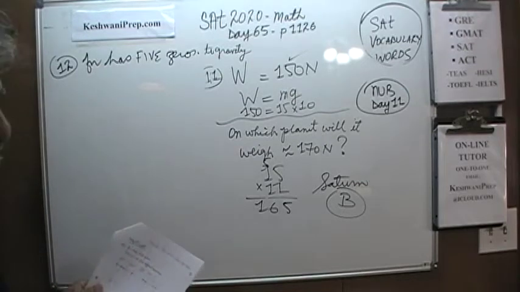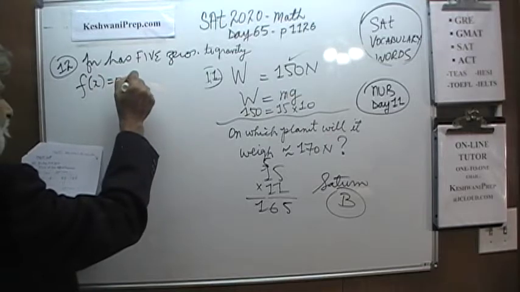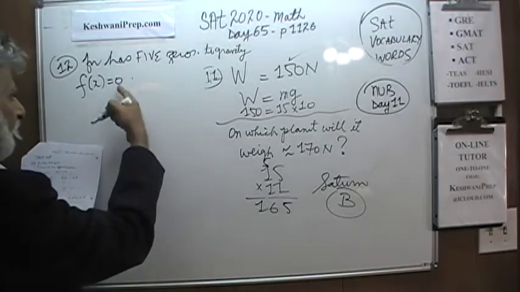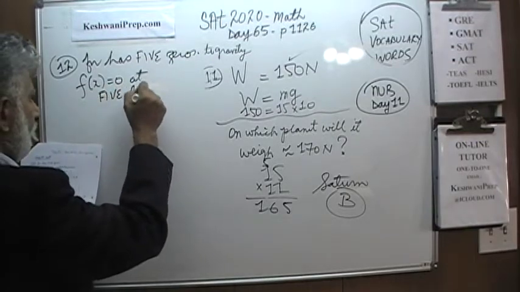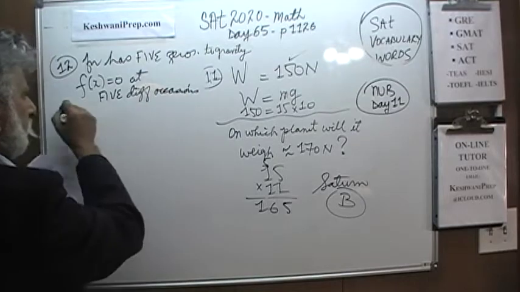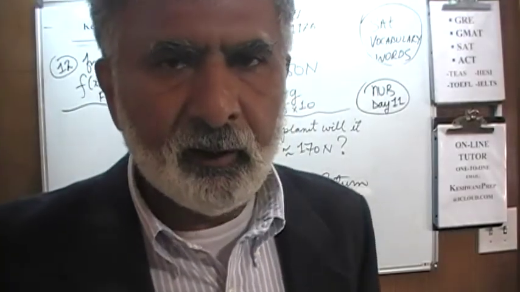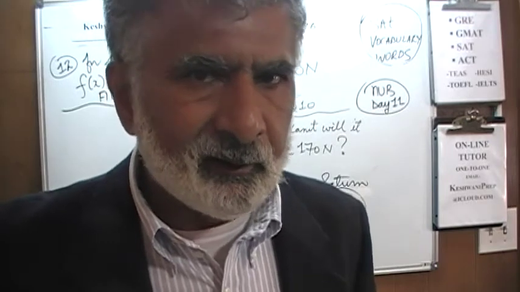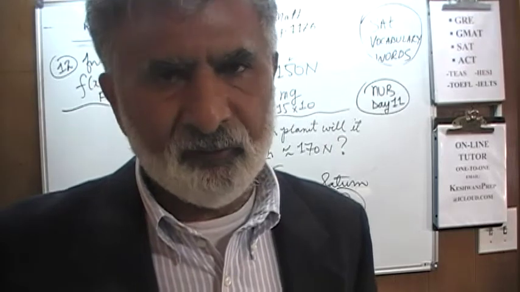Saying that the function has five zeros means that the value of this function, f of x, is equal to zero at five different occasions. The value of the function is zero at five different occasions, which in turn is the same as saying that this function, whatever it is, must cross the x-axis five different times.